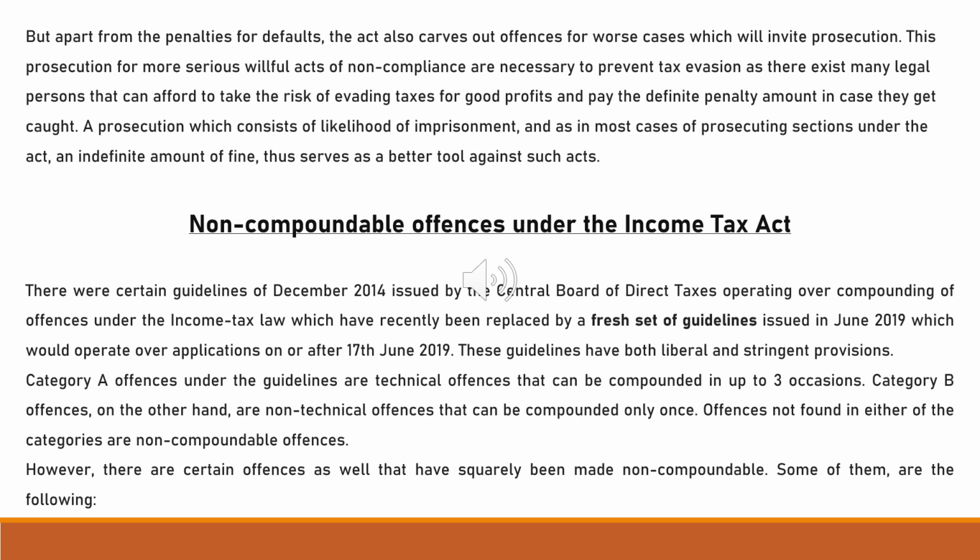Category A offences under the guidelines are technical offences that can be compounded up to three occasions. Category B offences, on the other hand, are non-technical offences that can be compounded only once. Offences not found in either of the categories are non-compoundable offences. However, there are certain offences that have been made non-compoundable. Some of them are the following.